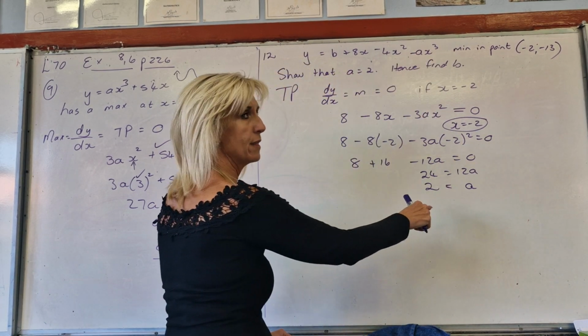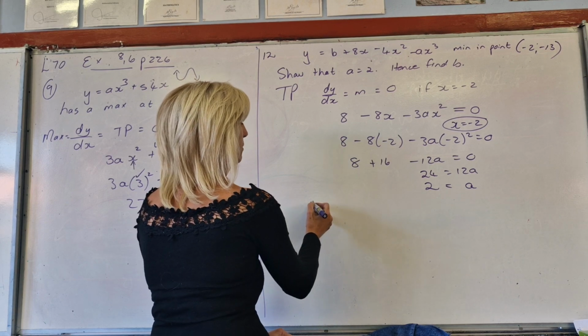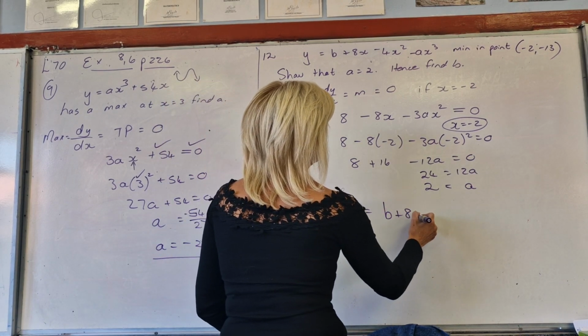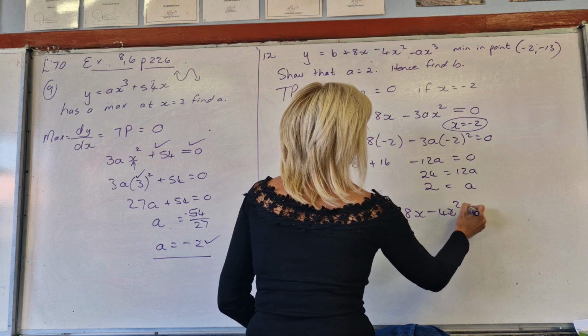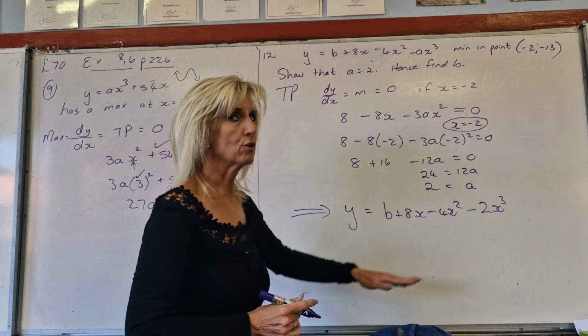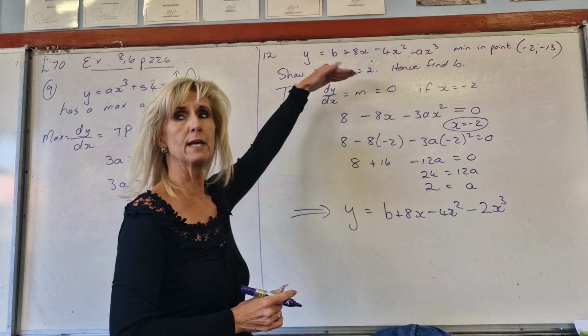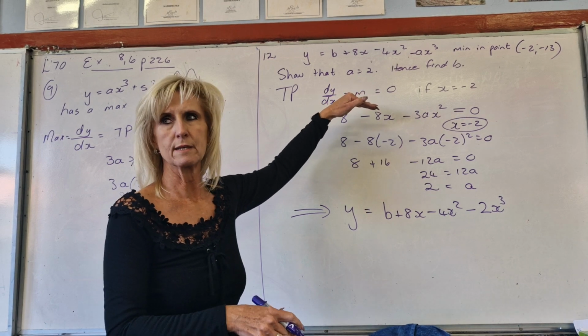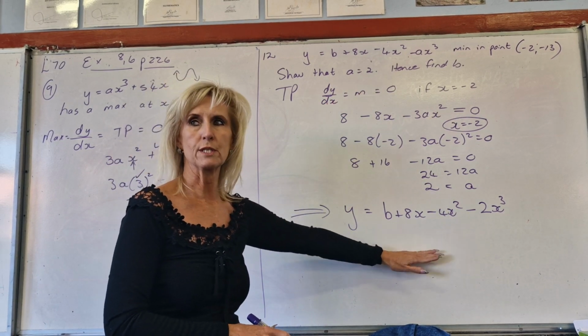So now that I know that a is 2, I can say that the original function is y equal to b plus 8x minus 4x squared minus 2x to the power 3. But you can't start there. If they say prove it is, it will be. They won't say show it is and it isn't. It will be, but you can't start here.